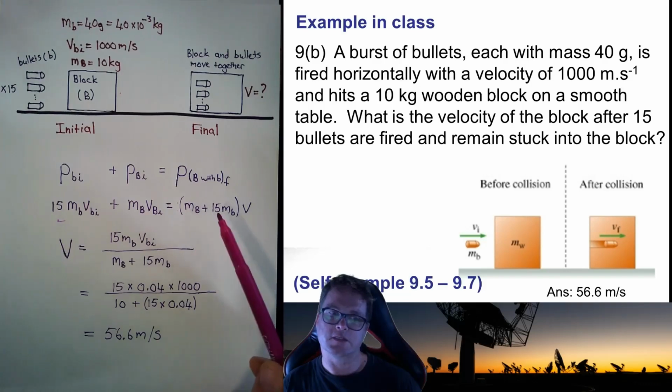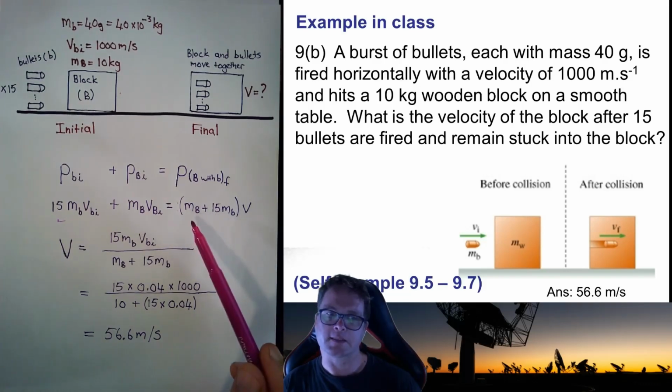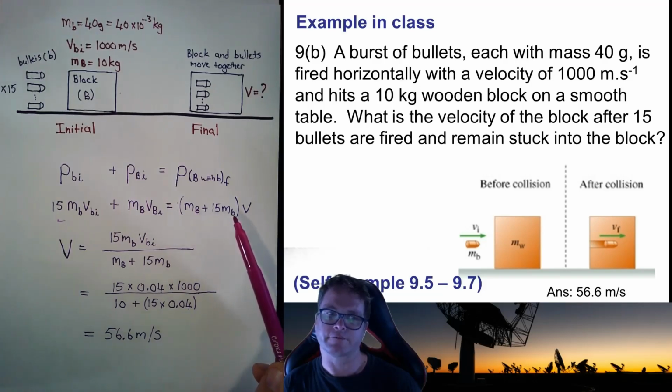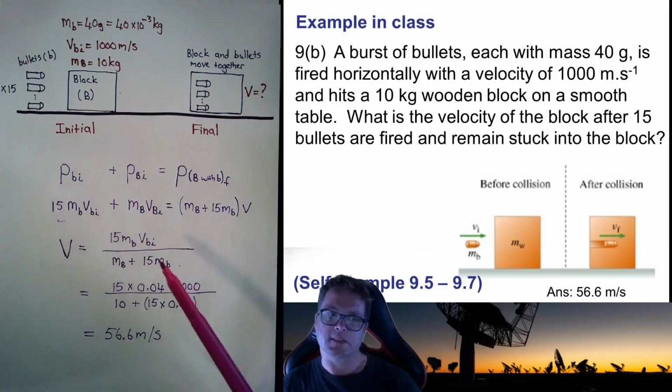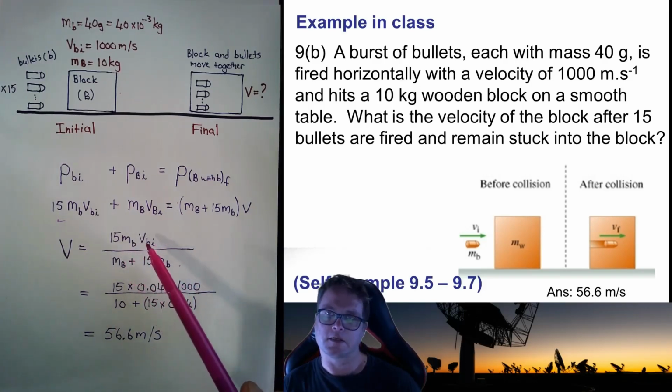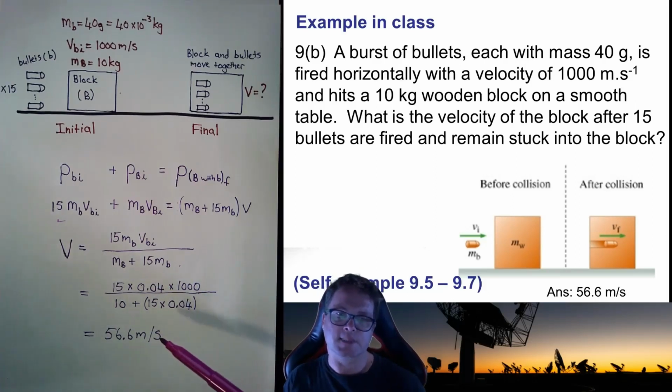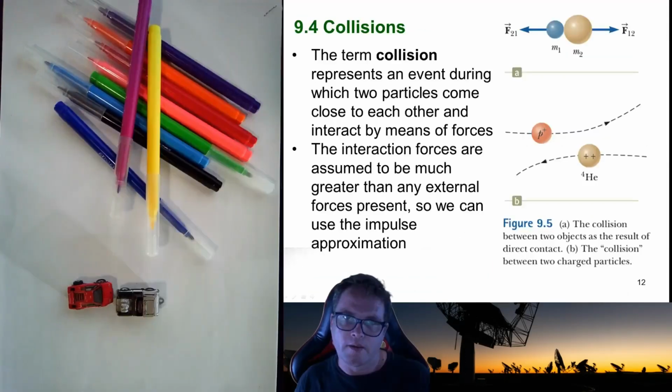For this reason, we need to represent the combined mass as the mass of the block plus the mass of 15 bullets. What we're asked to do is calculate v, the velocity of the system. So we simply make v the subject of the formula, and we arrive at this expression here. Each of these quantities, the mass of the bullet, the mass of the block, and the initial velocity of the bullets, are all known. So we can substitute the values in, and the speed we come to is 56.6 meters per second. So we're going to conclude this chapter by looking at collisions.